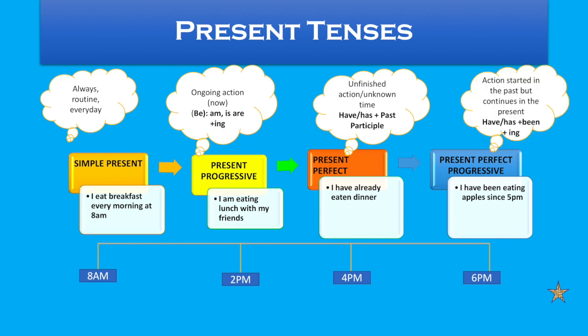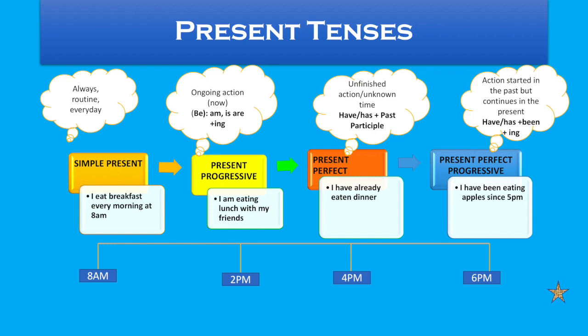Now, the present perfect progressive. So this is for an action that started in the past but continues to the present. So we use have or has plus been plus the ing. So for example, I say I have been eating apples since 5 p.m. Now it's 6 p.m. So I started eating apples sometime before 6 p.m. You don't know when, but it's been in progress and I'm currently doing it right now. So when you want to talk about something that started in the past and you're still doing it, you use the present perfect progressive. So we have all the different variations of the present tense now.